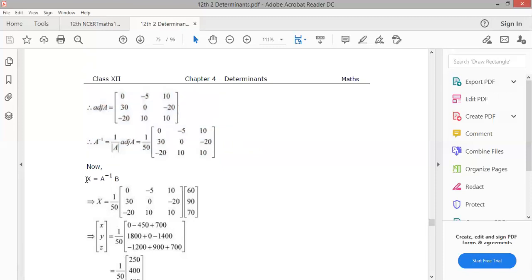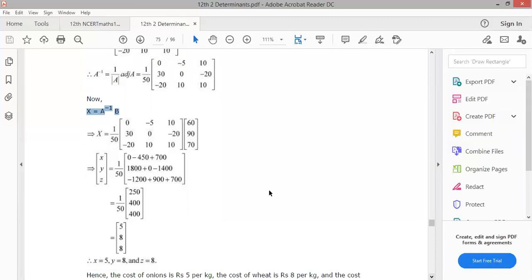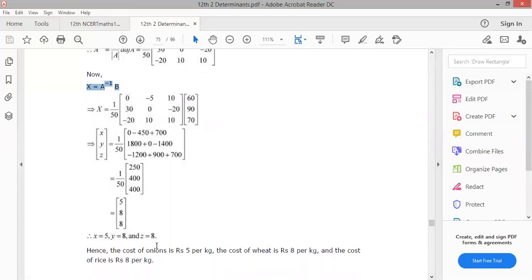So X is equal to A inverse B. Now, using the value of A inverse, and here is B. We have found these two. We already found this A inverse. Now we'll multiply them and we'll get this. Dividing by 50, you'll get this. So by the equality of matrices, X is equal to 5, Y is equal to 8, Z is equal to 8. So the cost of each kg of onion is 5 rupees, that of wheat is 8 rupees, and the cost of each kg of rice is also 8 rupees.